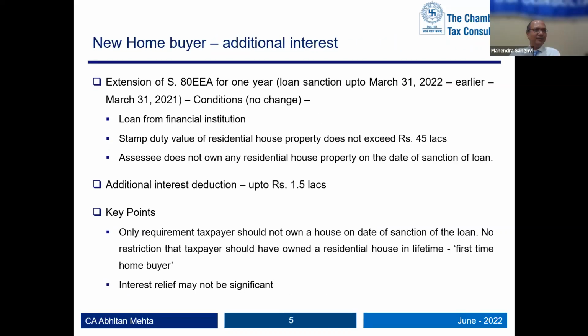This has very limited applicability. I'll just run through it, and if anyone has anything, please raise it. Basically, Section 80EEA is a benefit given to first-time home buyers, and you get an additional deduction of 1.5 lakh, but the stamp duty value of the house should not exceed 45 lakh. This benefit was already there for house purchases up to March 21. Now they have extended it to March 22. That's the only change.